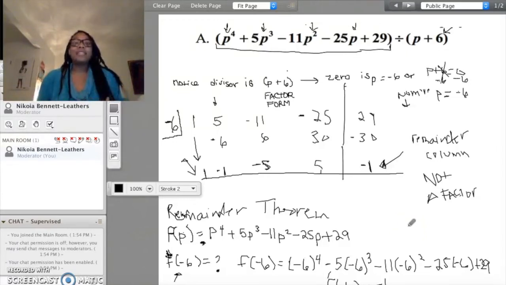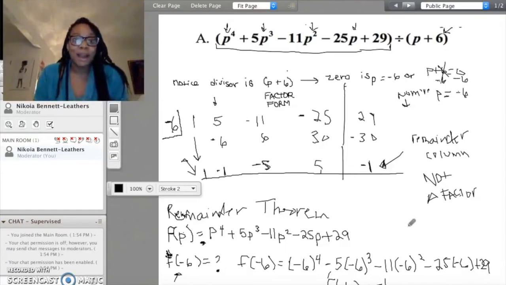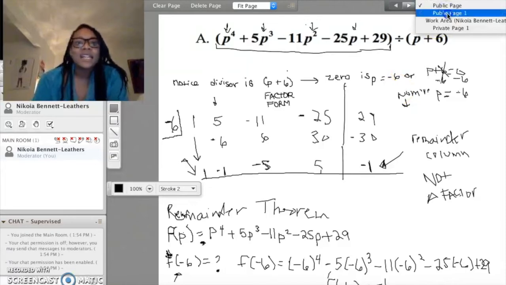This is the idea of the remainder theorem. This is the idea of the remainder theorem. Are you kind of seeing the connection? If not, it's okay. Let's do another problem. We're going to go to the next problem here.